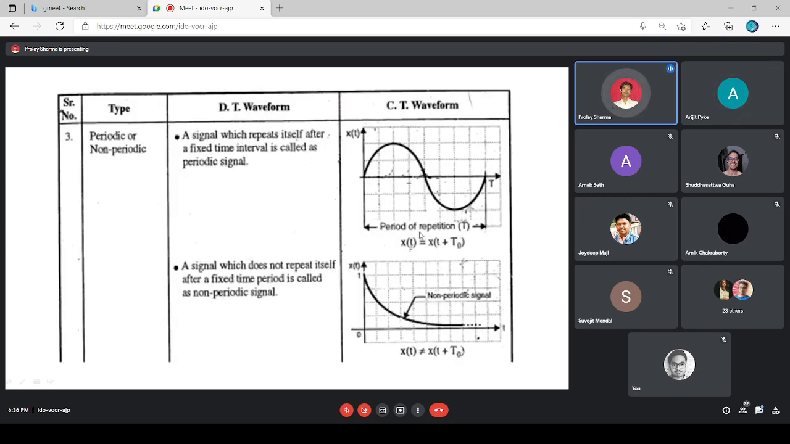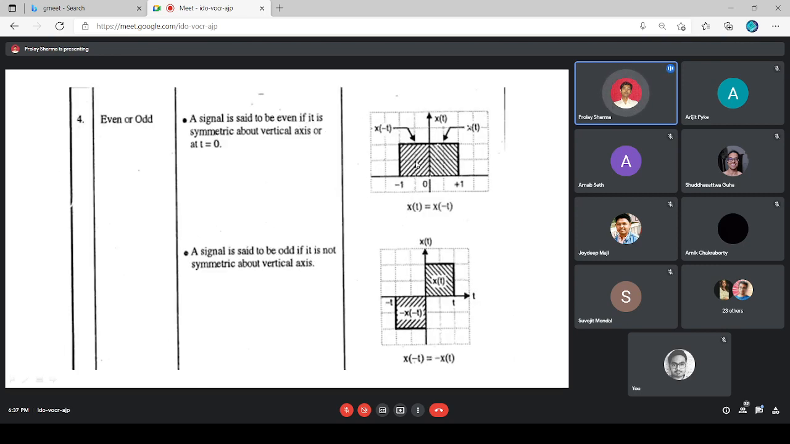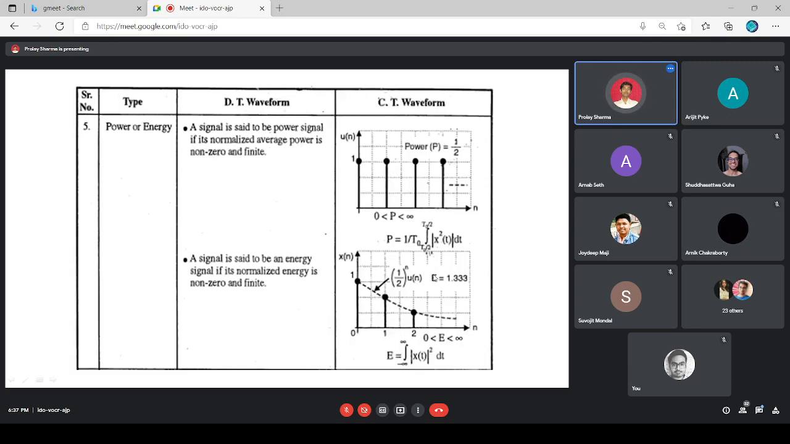Next one is periodic signal and non-periodic signal. A periodic signal looks like this: the same shape is repeating again and again. In a non-periodic signal, there is no period; the same unit is not repeating again and again. Next one is odd signal and even signal. This signal is symmetric with respect to the vertical axis, that's why it is an even signal. This signal is symmetric with respect to the origin. This signal is called an odd signal.